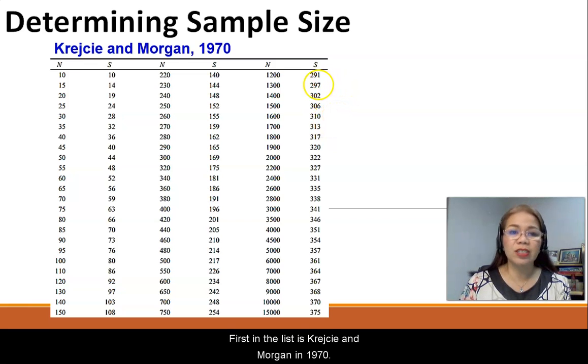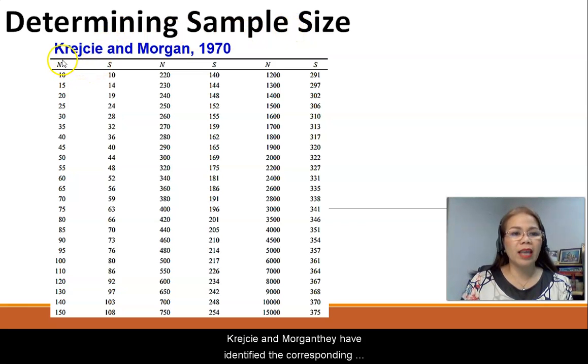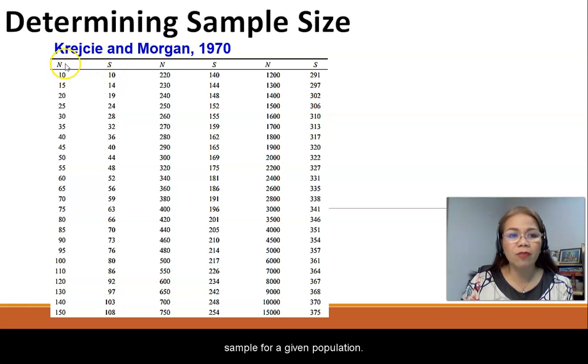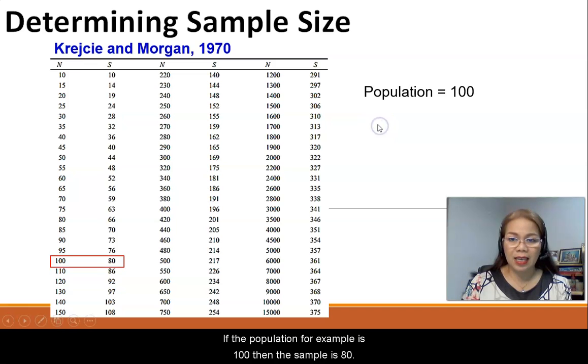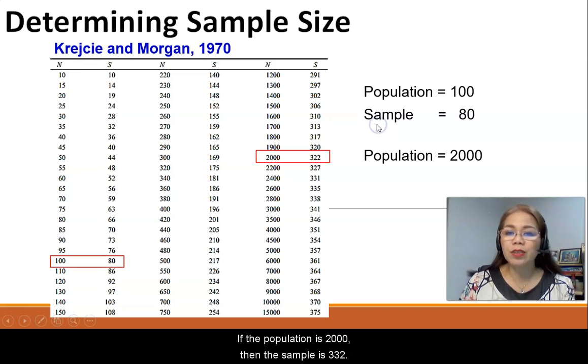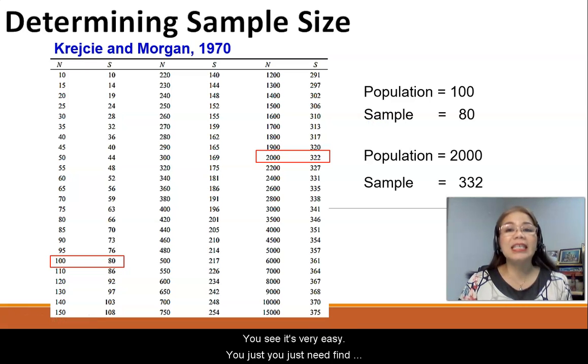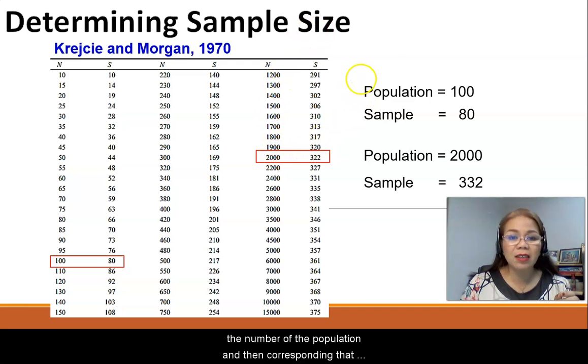First in the list is Krejcie and Morgan in 1970. Krejcie and Morgan have already identified the corresponding sample for a given population. For example, if the population is 10, then the sample is also 10. If the population is 100, then the sample is 80. If the population is 2,000, then the sample is 332. You see, it's easy. You just find the number of the population, and corresponding to that is the number of the possible sample.